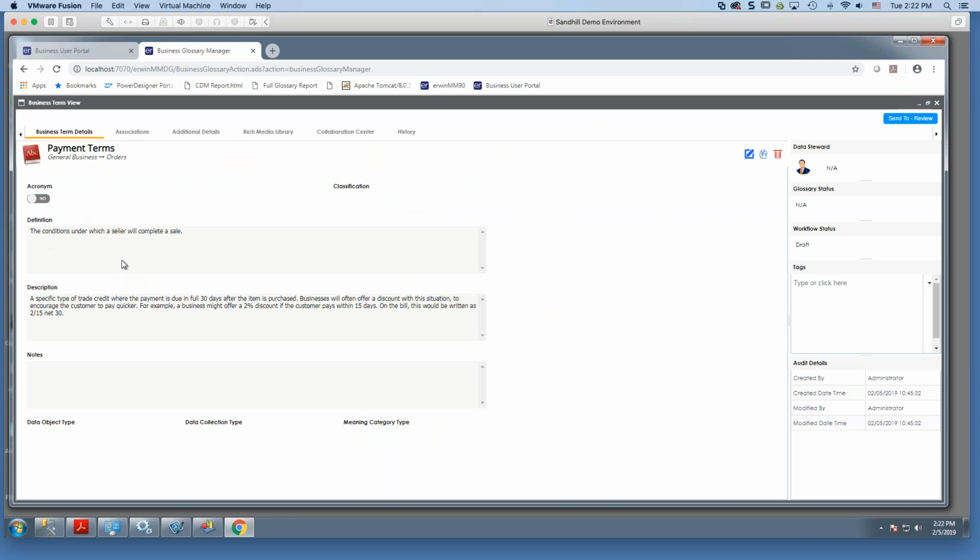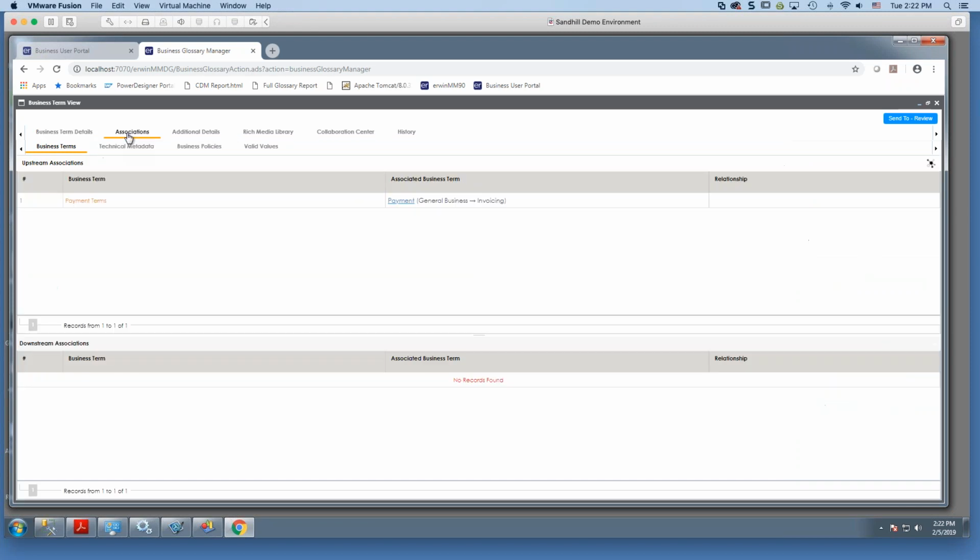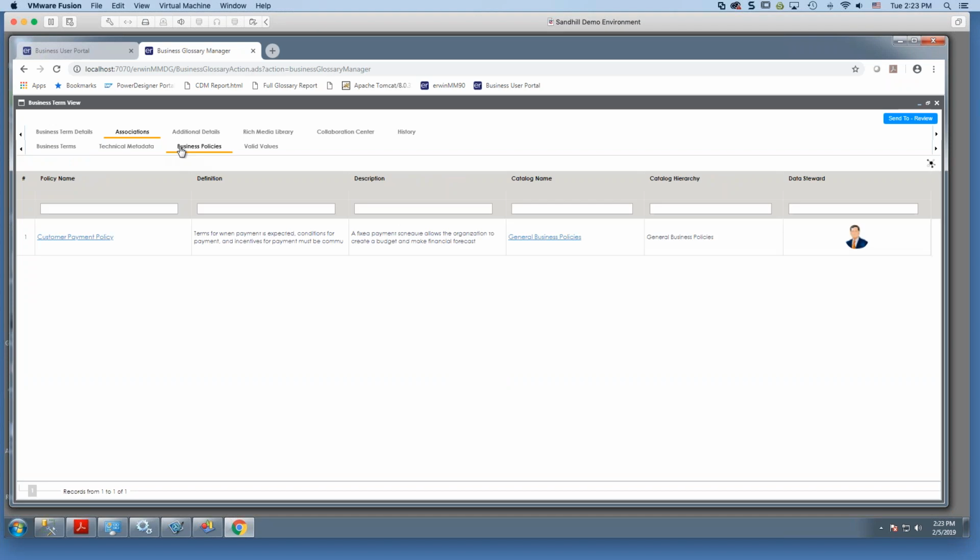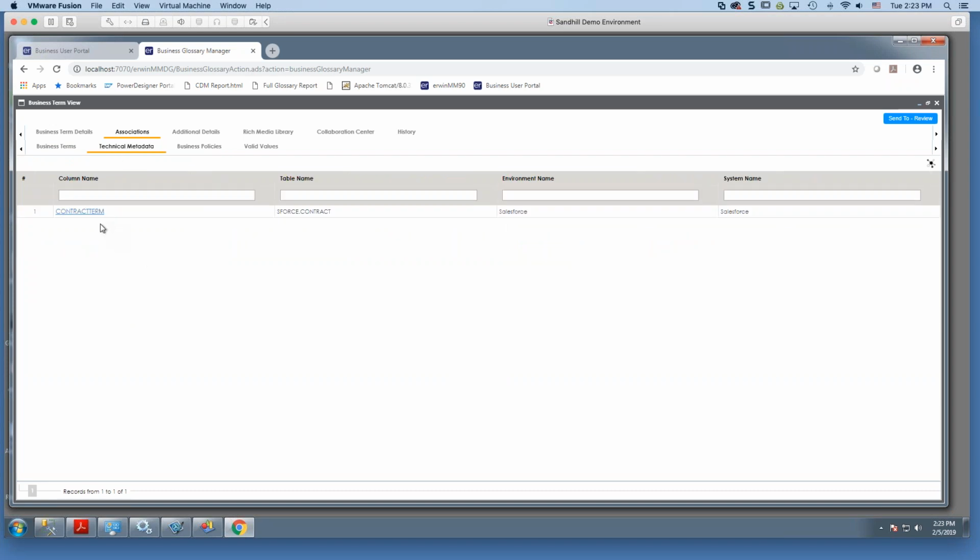And here is my definition, some additional descriptions about it. I can also see that if I look at this, this actually has an upstream association, something called a payment as well. And it's also tied back to a business policy called customer payment policy. And there's also some technical metadata, that is our data dictionary, that's also associated with this.